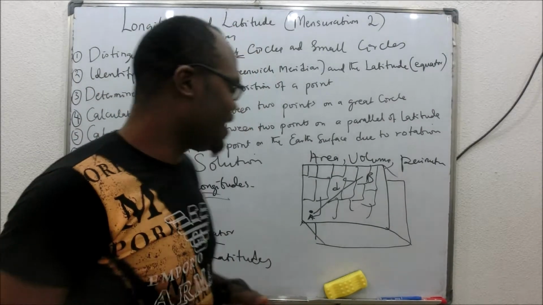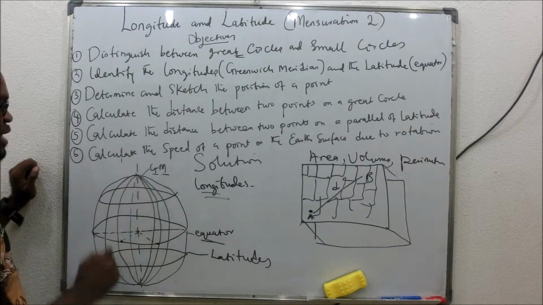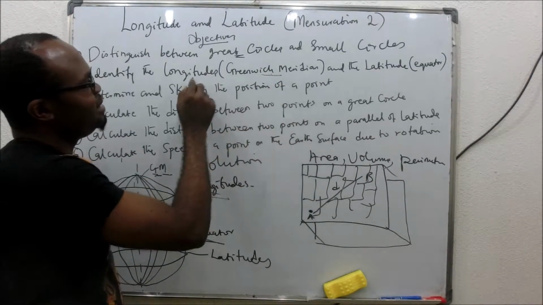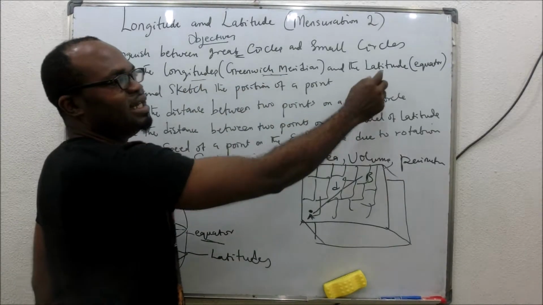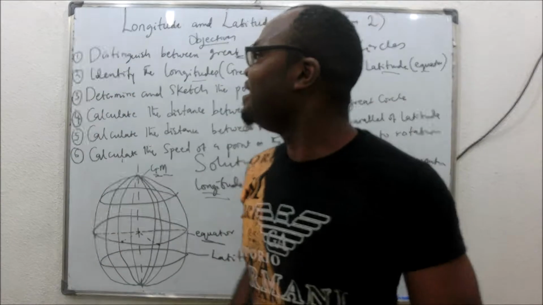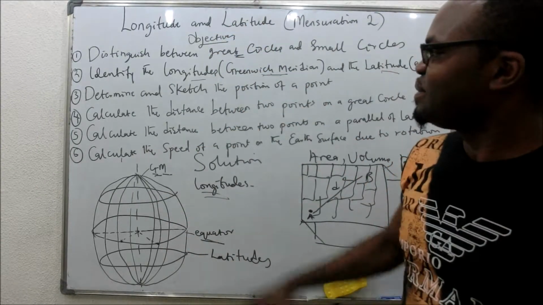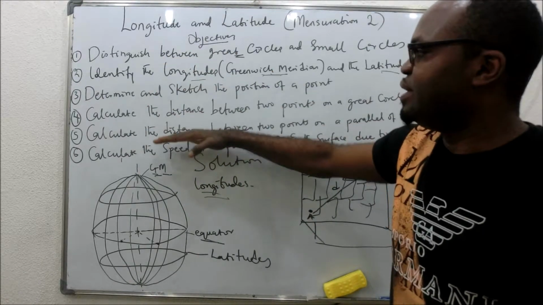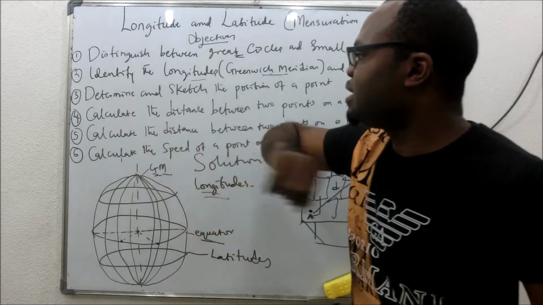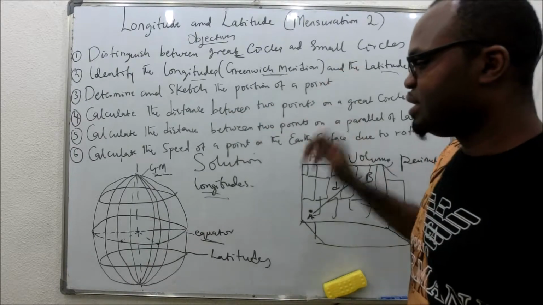So take note. Like I said, the most important latitude is the equator, whereas the most important longitude is the Greenwich meridian. So take note of this. I just outlined the objectives and already we are solving them. So at least we get to where we start doing calculations, which we'll do in the next class. Now let's look at the third objective: determine and sketch the position of a point.